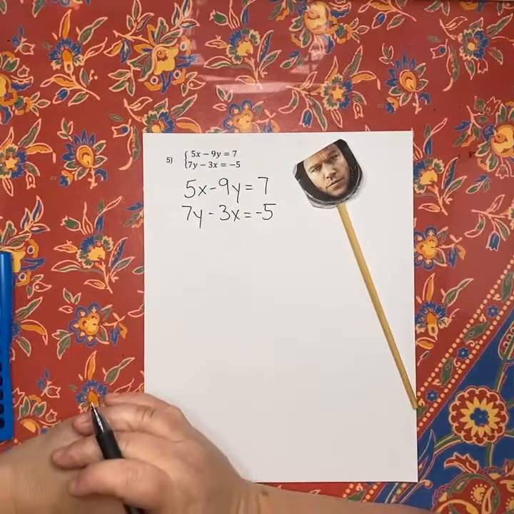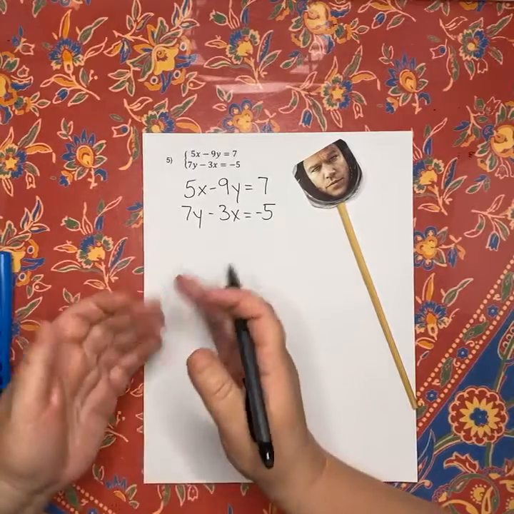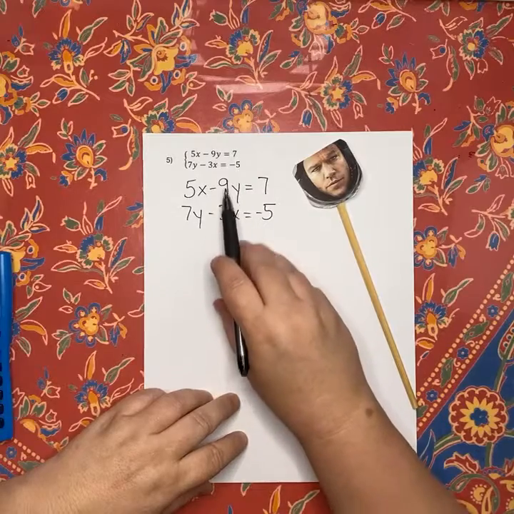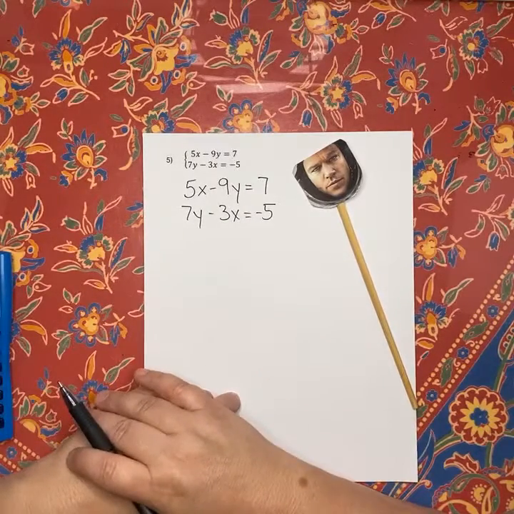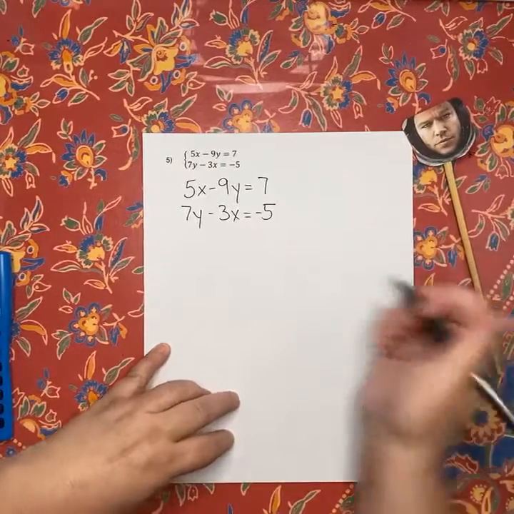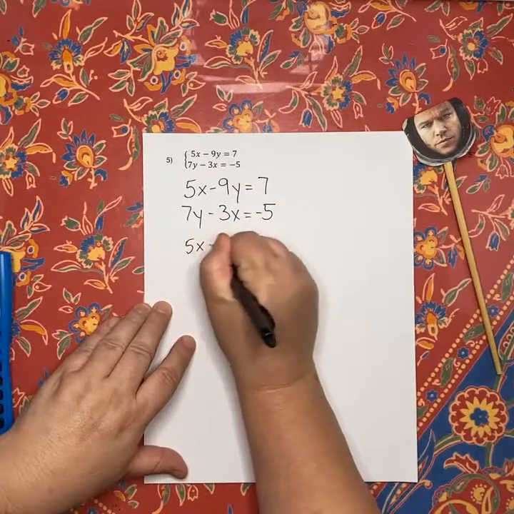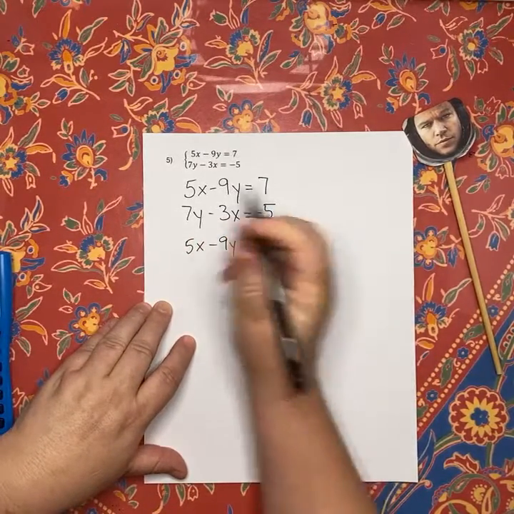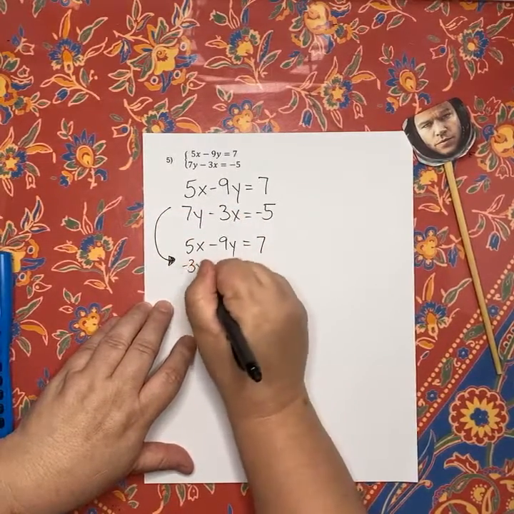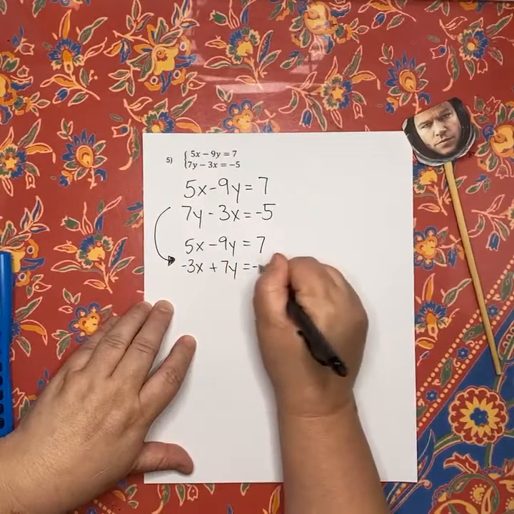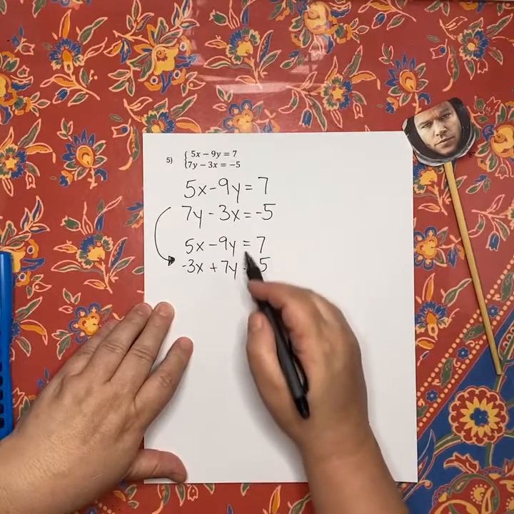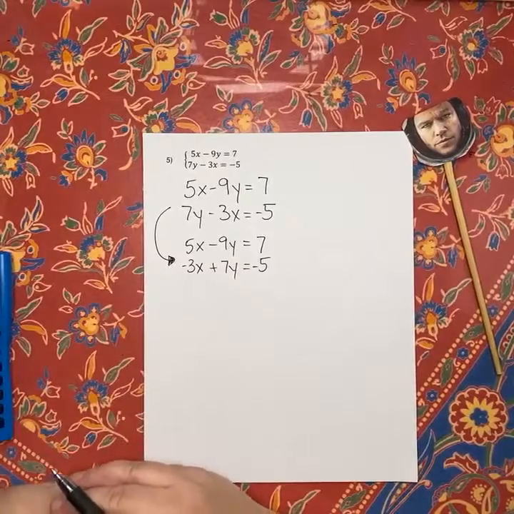Okay, so what makes this hard? Well, if you said that I have sneakily lined up the x and the y and the x in the wrong way, that's exactly it. Sometimes the problems will be like that. So first step, I'm going to take 5x minus 9y equals 7. And then I'm going to write the second one as negative 3x plus 7y equals negative 5. Now I've got the x's, the y's and the equals lined up. That's really important when we're doing elimination.